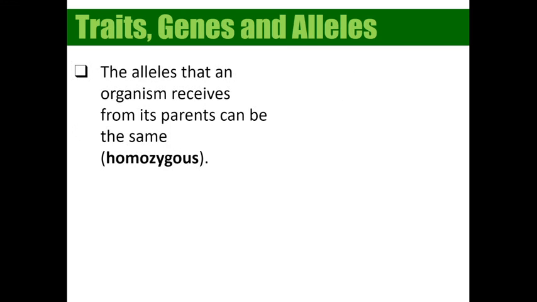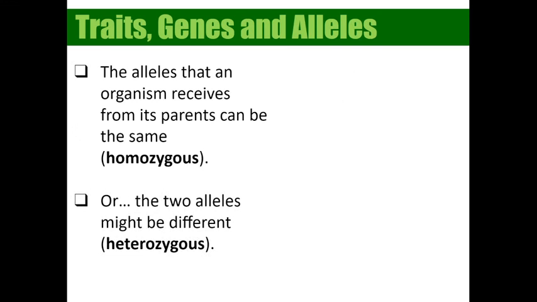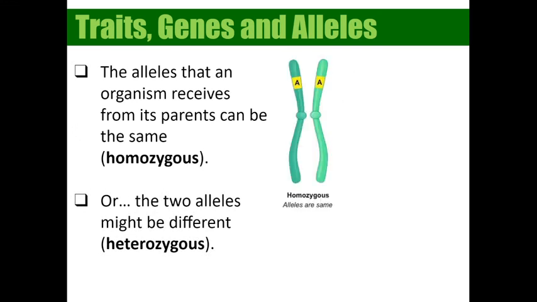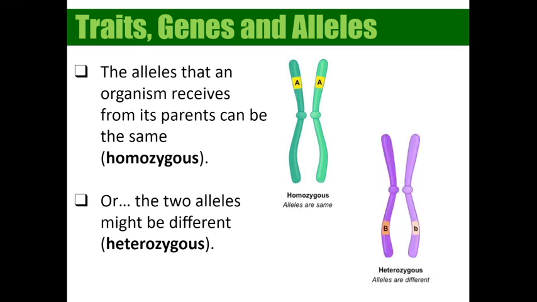Now, the alleles that an organism receives from its parents can be the same, which means that they are homozygous. But they can also give two different alleles, which are considered heterozygous. So the homozygous alleles are going to be the same. So you see, we have two capital A's here. They're going to be found on the genes. Well, for a heterozygous, the alleles are different, which is shown by the capital B and the lowercase b. Now, back to homozygous for a second. Even if it was two lowercase a's, that would still be considered homozygous because they are the same.